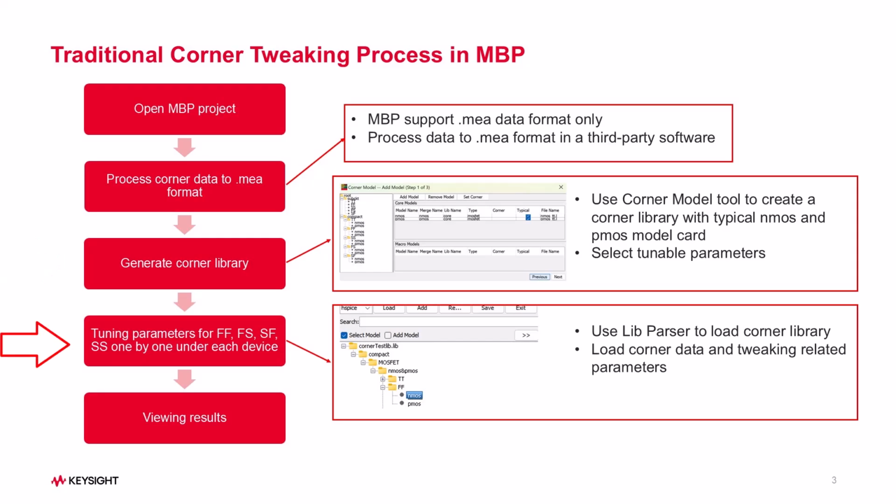After preparing the corner library, use the libparser to load it, and then load each corner data file one by one, twinking the associated parameters as needed. Finally, check the results. The process for twinking the corner model within the MBP GUI window and using an MBP Python script is the same. However, using MBP Python can provide more consistency throughout the steps, and it eliminates the need to pre-process data outside of MBP. This entire workflow is fully automated and allows for easy switching between different projects.